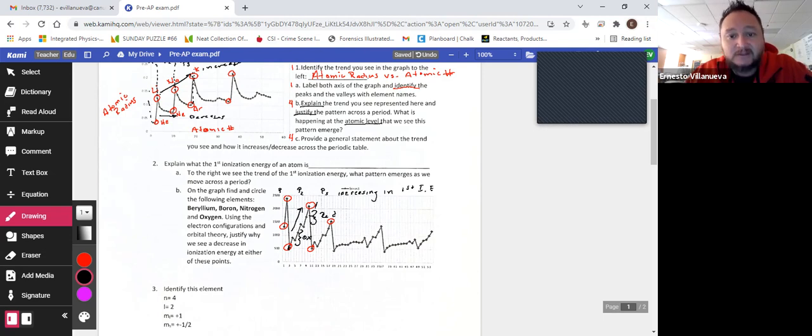But that's all you have to say, right? A simple statement saying, as we move across the period, we see that the ionization energy gradually increases and becomes really, really high at the noble gases, all right?